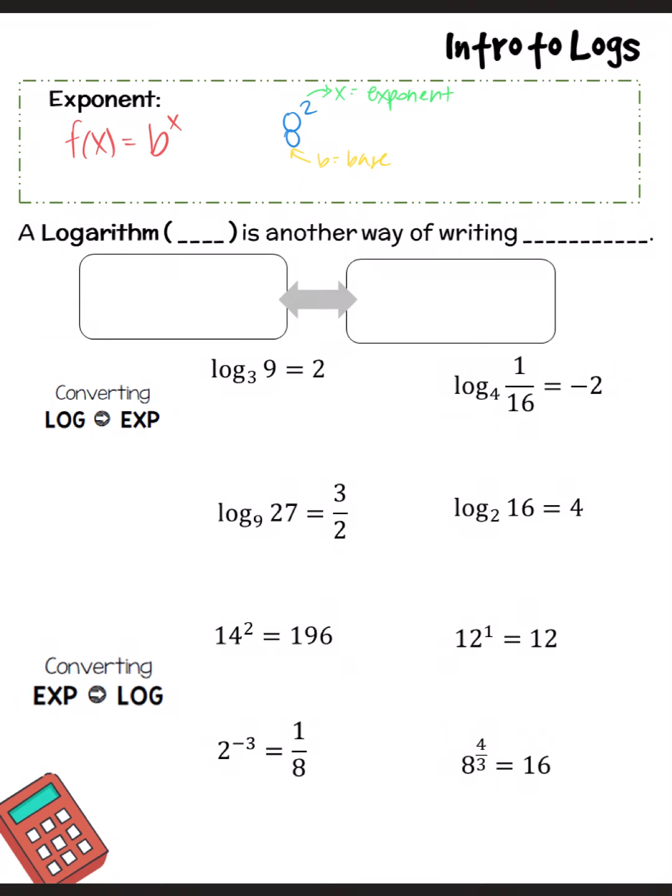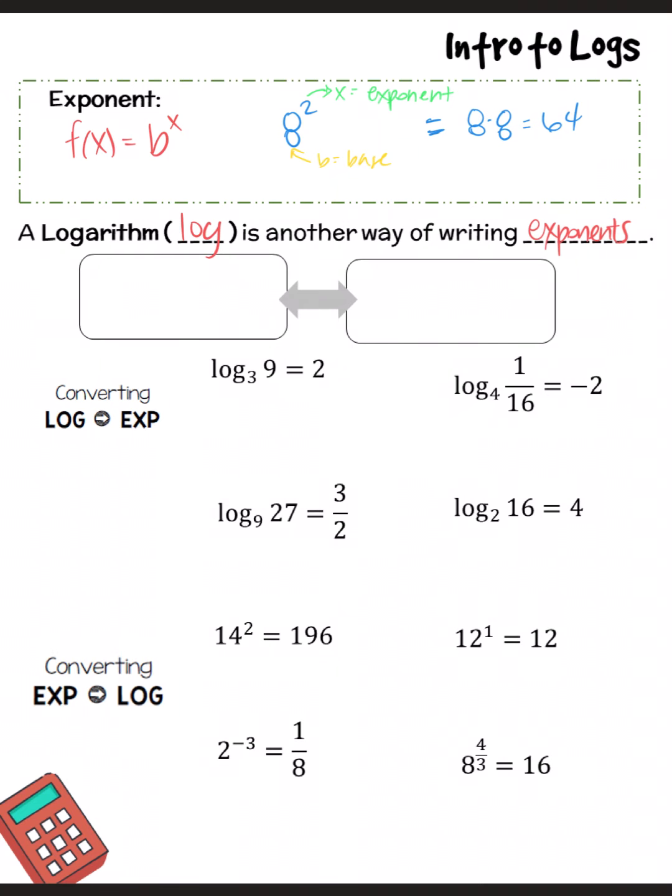Alright, so the logarithm, or we're just going to abbreviate it and call it a log, is just another way of writing these exponents. So that's why I went over what an exponent is. I forgot up here, remember, what does this mean? 8 to the second power means 8 times 8, not 8 times 2. So if I take 8 times 8, then that's 64. So 8 squared equals 64.